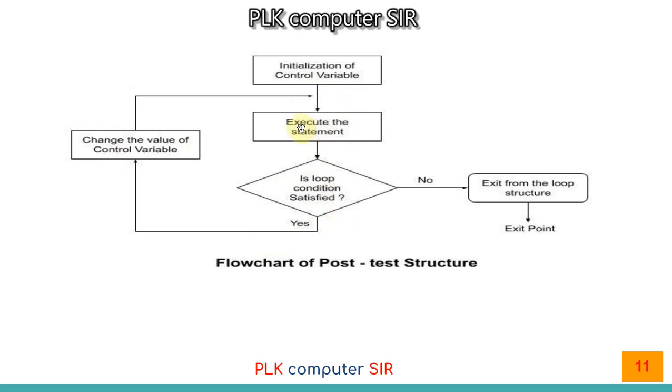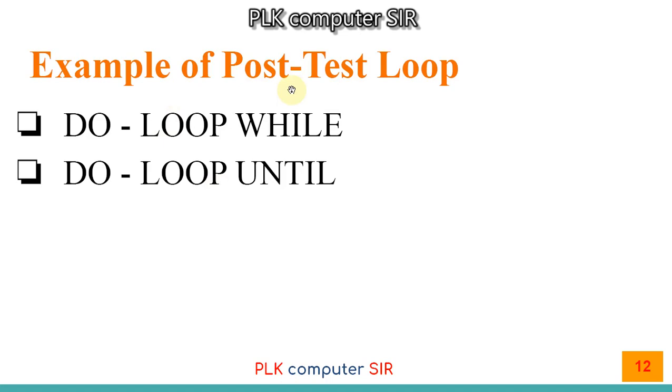Suppose the condition is false also, there is still a chance of executing one time, because only after execution will it check the condition. Okay, then it will exit from the loop, and this is the exit point. Examples of post-test loops are do loop while and do loop until. So these are the only two post-test loop structures.